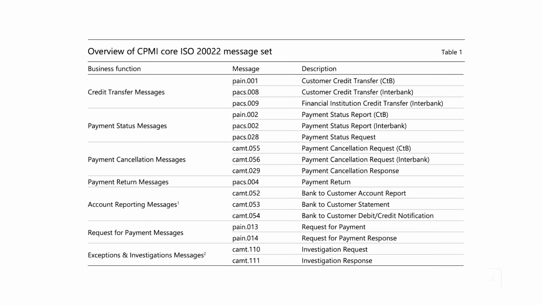The other one to look out for is PACS 009. That is actually from bank to bank. It's the same thing. If your bank is using PACS 9, you know that they're using an ISO 20022 message to send that value.